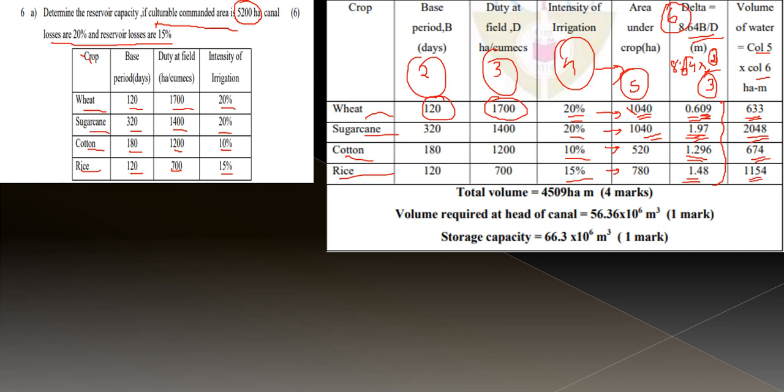Now we got individual volume of water required for each crop. From that you can find out the total. So total of this is 4509 hectometers. That is total volume is 4509 hectometers.